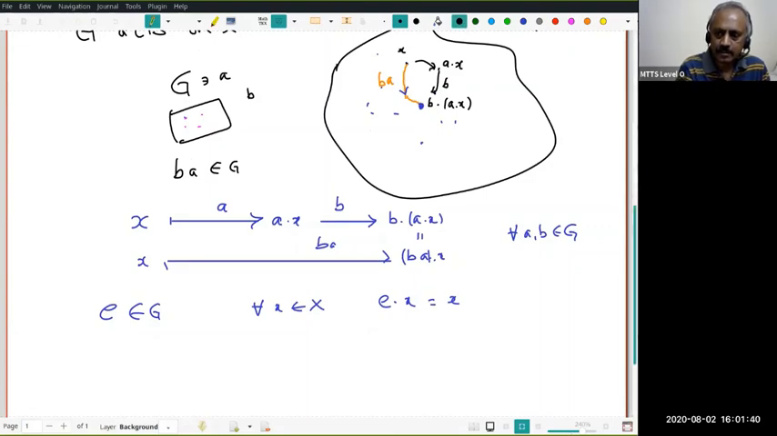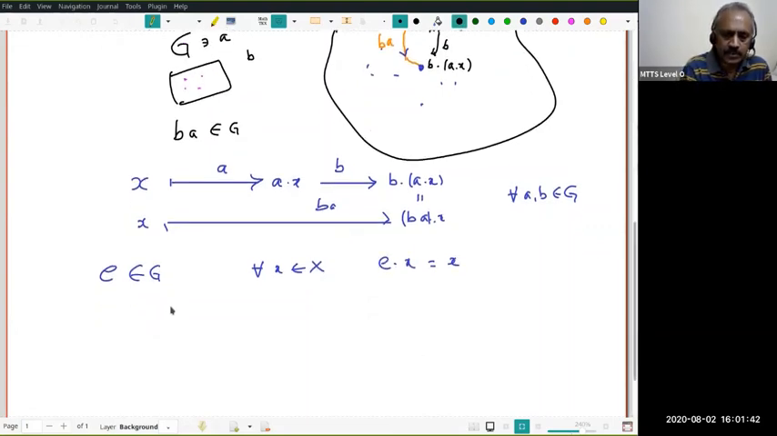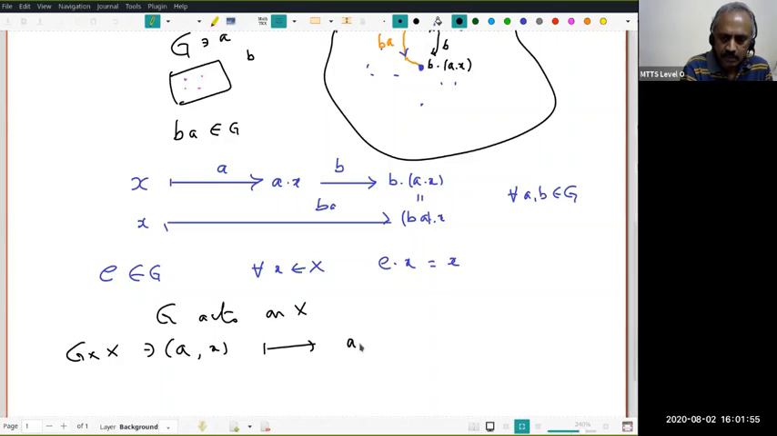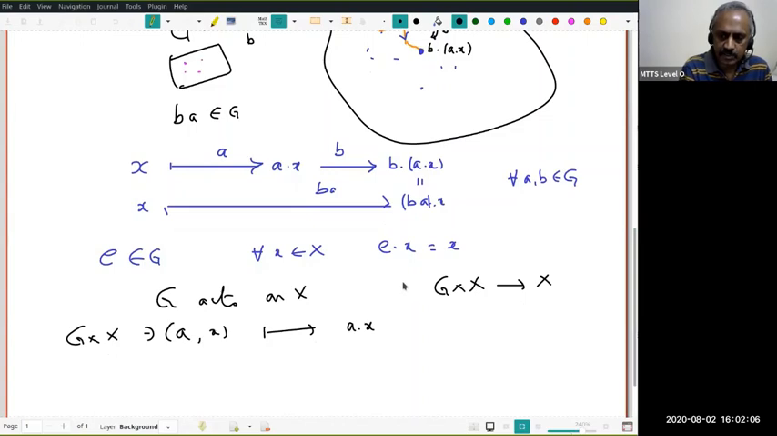Now, how do I write it? So G acts on X. That means given any A in G and X in X, that means an element of G cross X, where does it go to? It goes to a new element A dot X in X. Therefore, I have a map from G cross X to X. Now, traditionally, algebra people will denote this by alpha or some such thing, alpha for action.